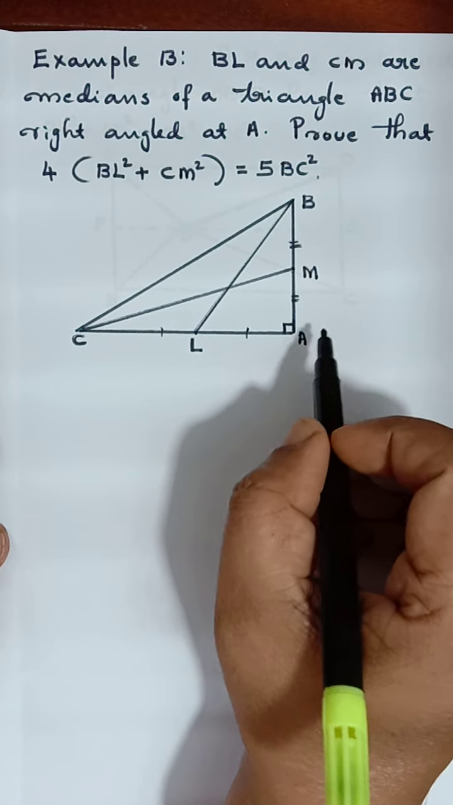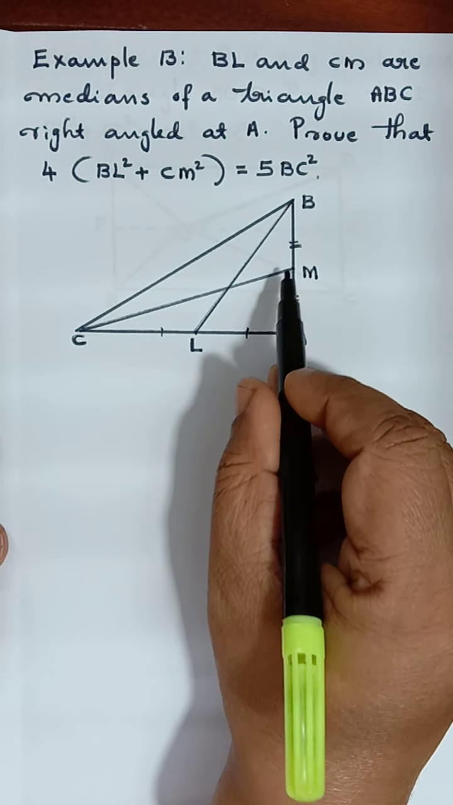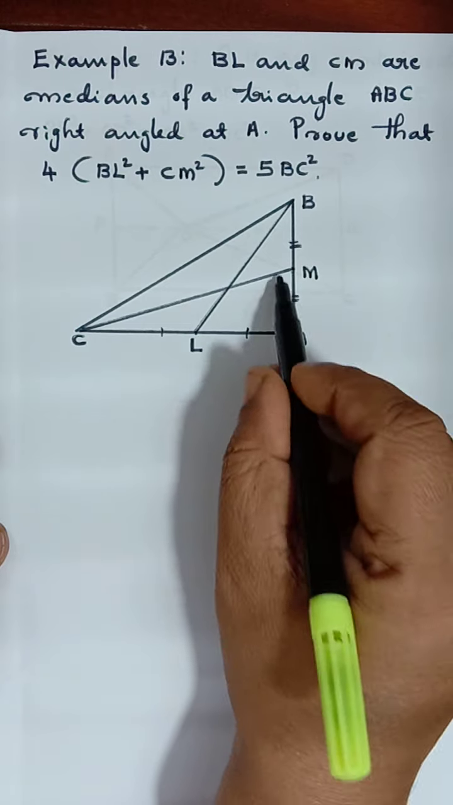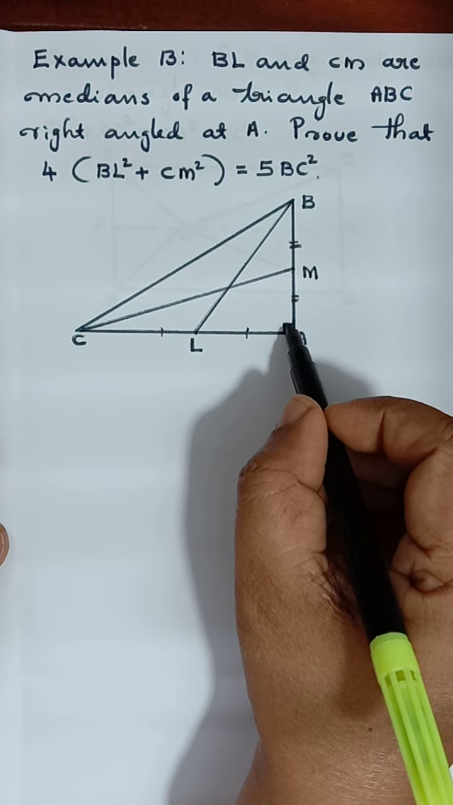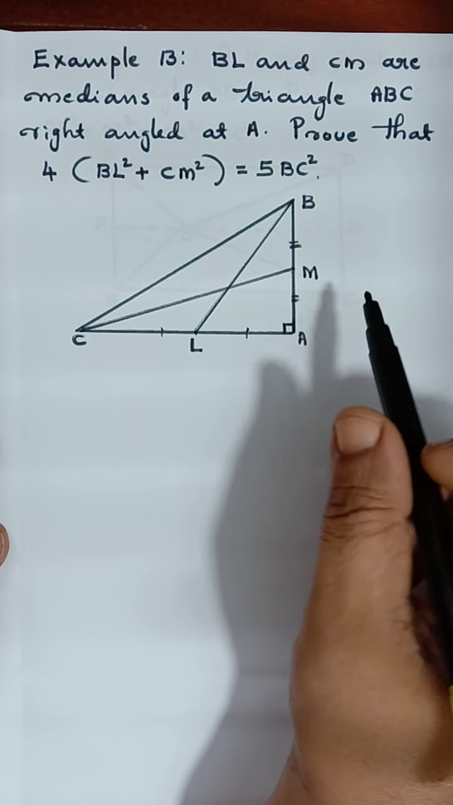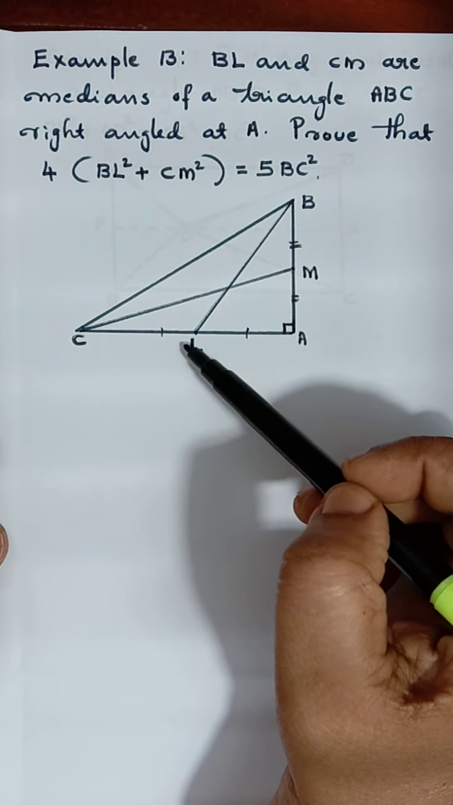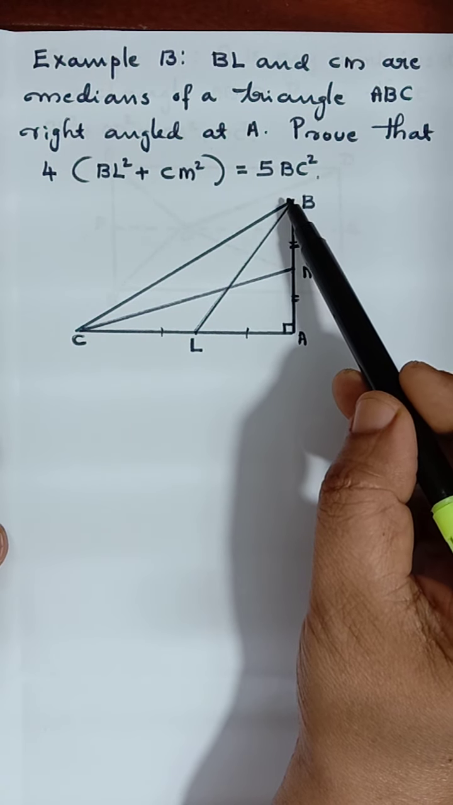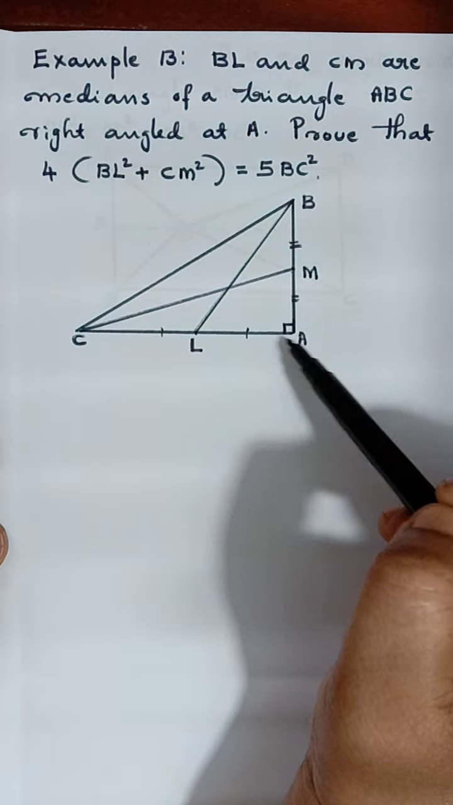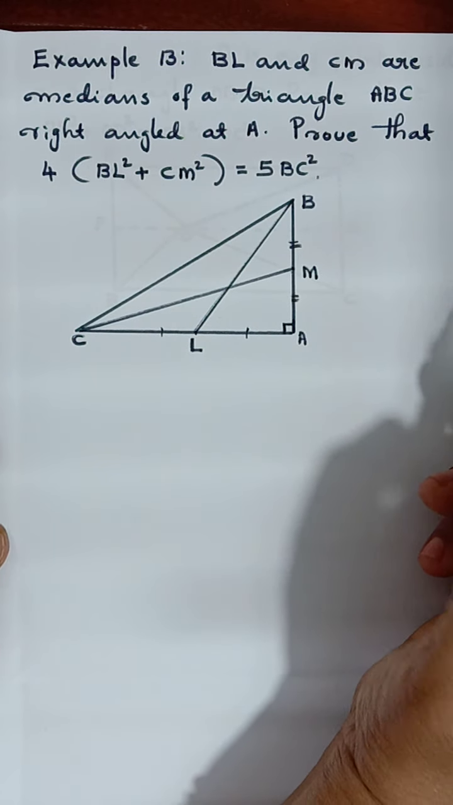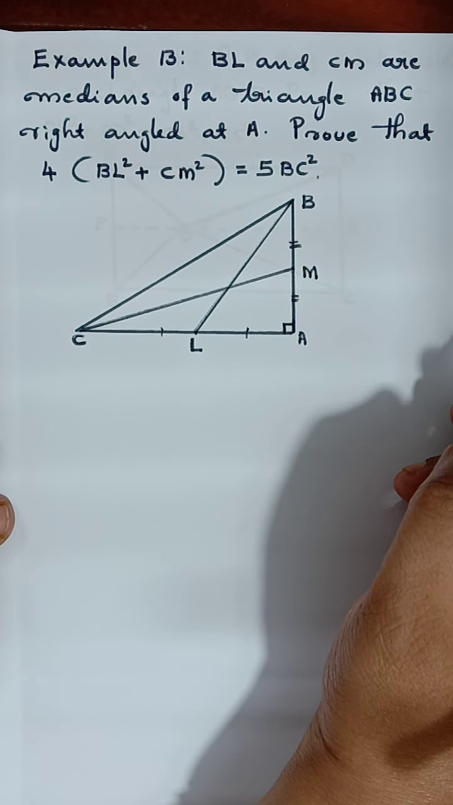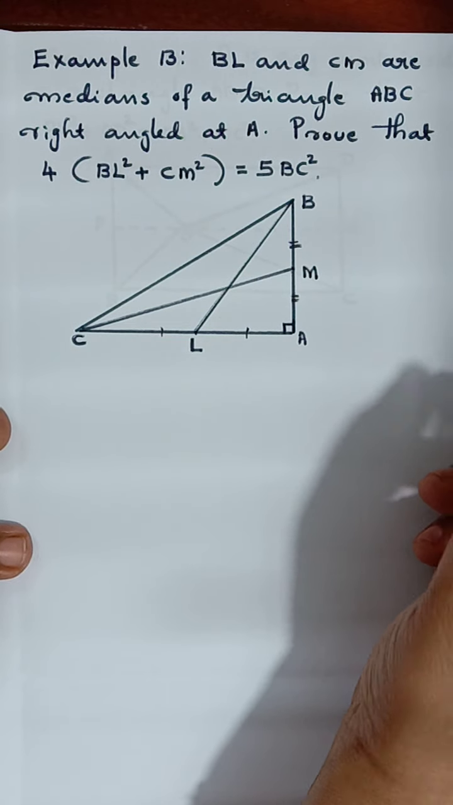Here it is understood. We have a triangle AMC, right triangle at A. Here you can see another triangle BAL. And we have a complete triangle BAC. See, these are the different right triangles. Let us see what is BL square.